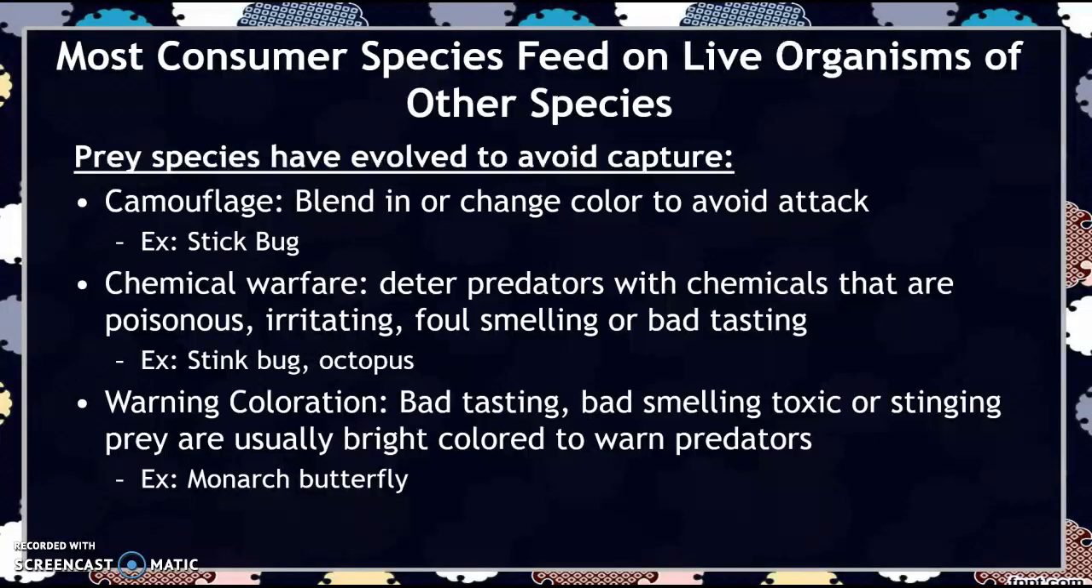Prey species have also evolved ways to avoid capture. So camouflage, they blend in or change color to avoid attack. Think of like a stick bug. It looks like part of the tree, so it's not seen. Chemical warfare, they deter predators with chemicals that are poisonous, irritating, foul-smelling, or bad tasting. So stink bugs emit a really bad, stinky odor. Octopi will squirt ink so they can kind of disappear. Warning coloration, usually bad tasting, bad smelling, toxic, or stinging prey are bright colored. Think of like a monarch butterfly. Monarchs are not tasty to birds.